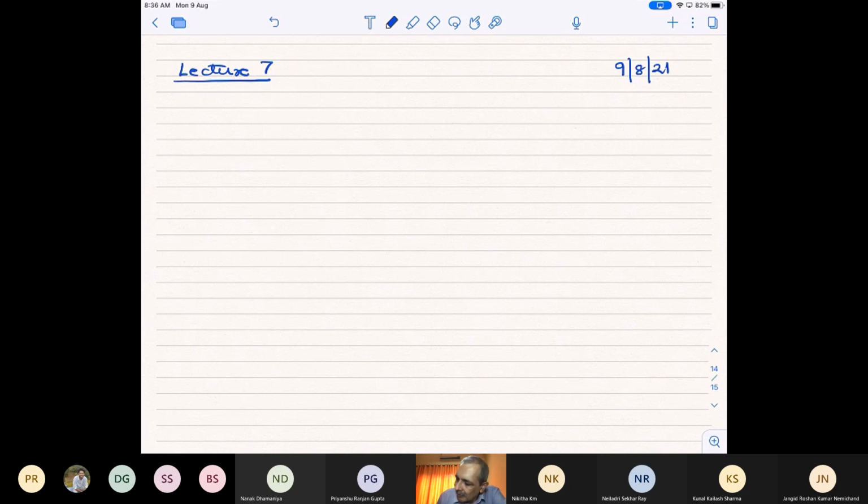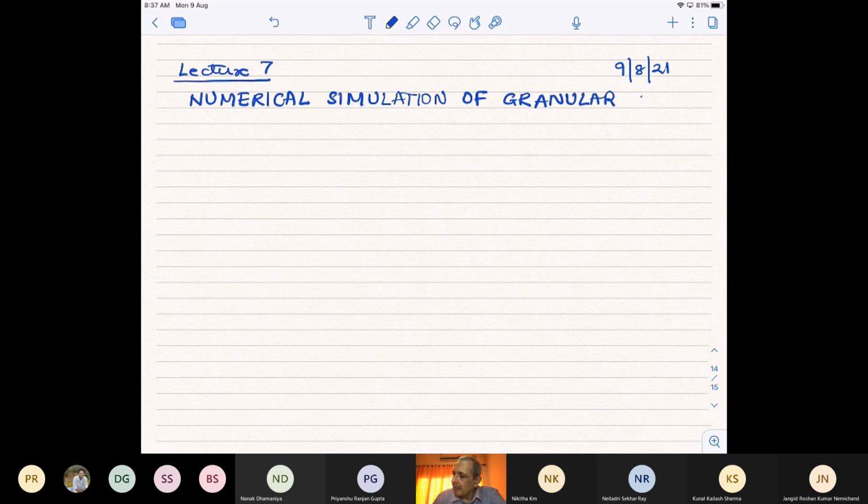Okay, so again, the next topic, the first tool that we studied was vectors and tensors, and the next thing that we want to study is numerical simulation of granular flows. This is what I want to start doing today.